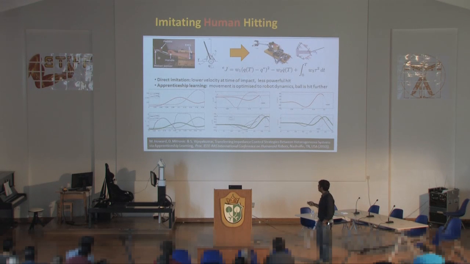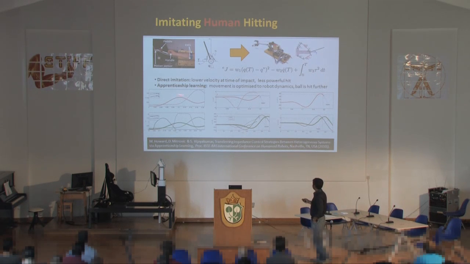The whole reason for doing this is because we want to work with human data, and then we did this same framework. In this case, we had a simplified model of the wrist, the human wrist model. This is the simplification of the Kawato model with the full muscle dynamics. And then we had a cost function with parameters of the cost function, basis functions like that. Again, end effector errors, zero velocity at the end, and some energetics. The details are not important, but I think what we found was that with direct imitation, we get lower velocities at the time of impact, whereas with apprenticeship learning, the movement is optimized to the robot dynamics.